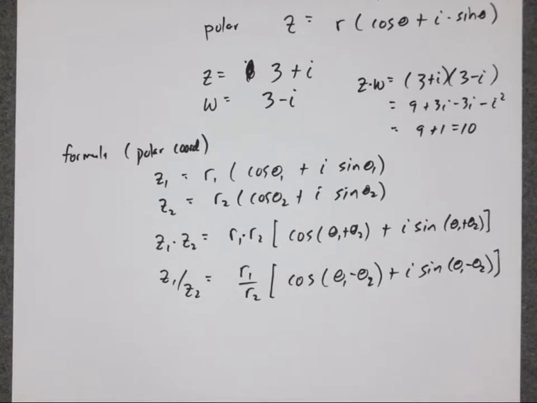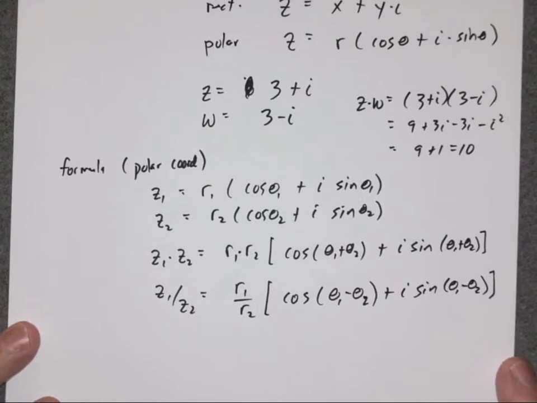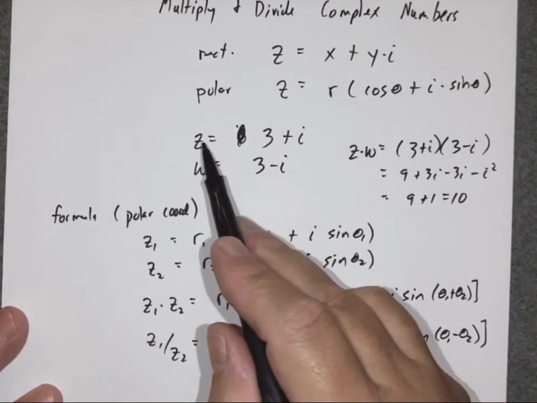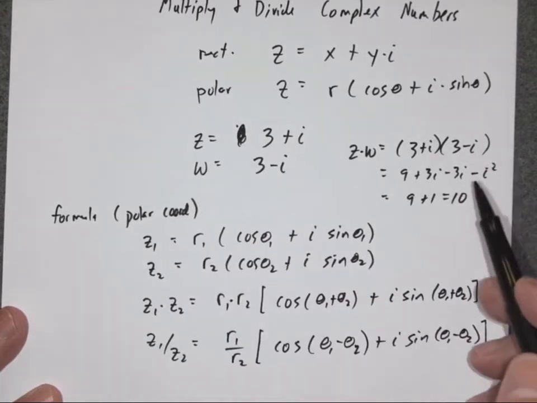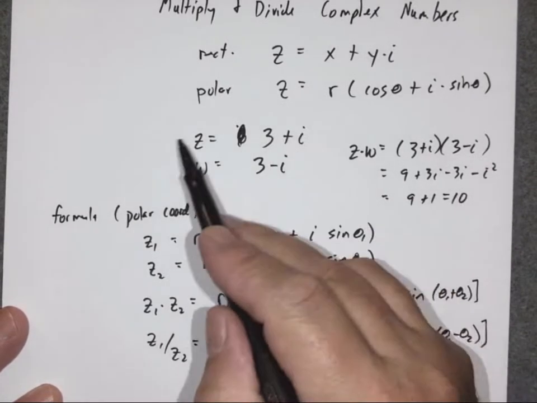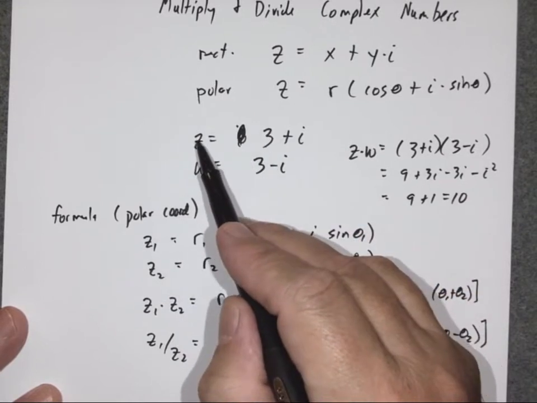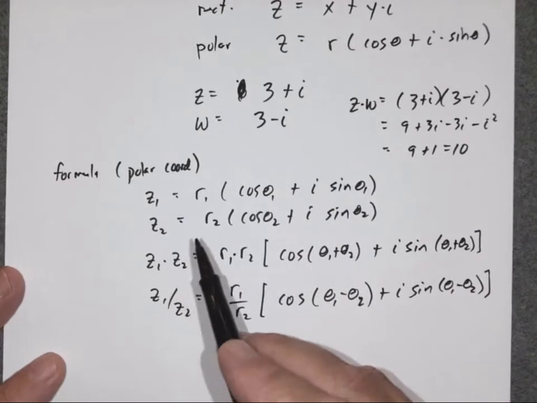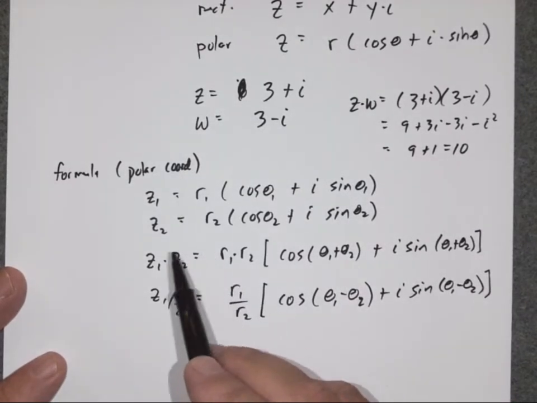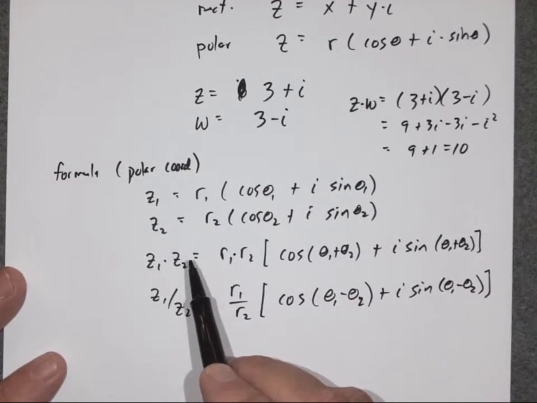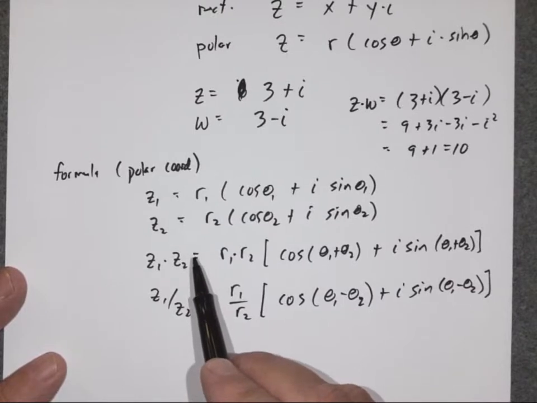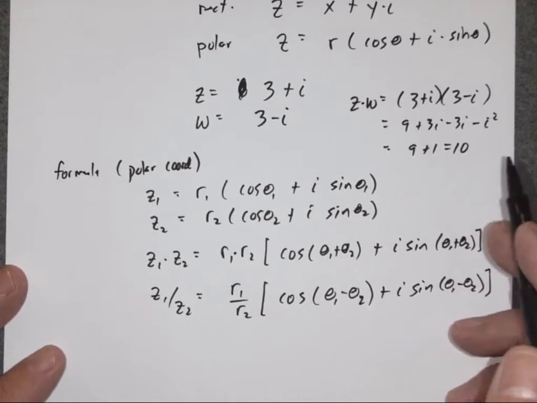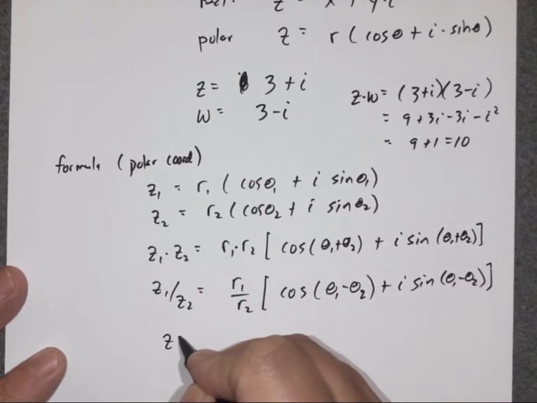So just for fun, just to prove that this works, you know the example I did up here where I multiplied z times w in rectangular and got 10? Let's convert both z and w to polar coordinates and then use our formula here and multiply those complex numbers as polar coordinates, and hopefully, if we don't make any mistakes, we should get 10. We'll see. So here's the first one.